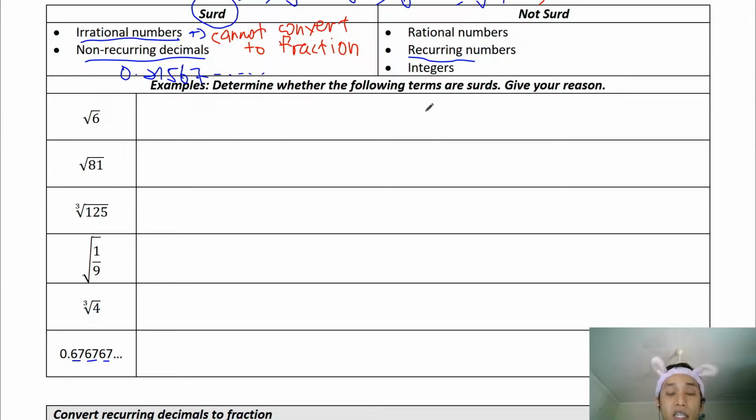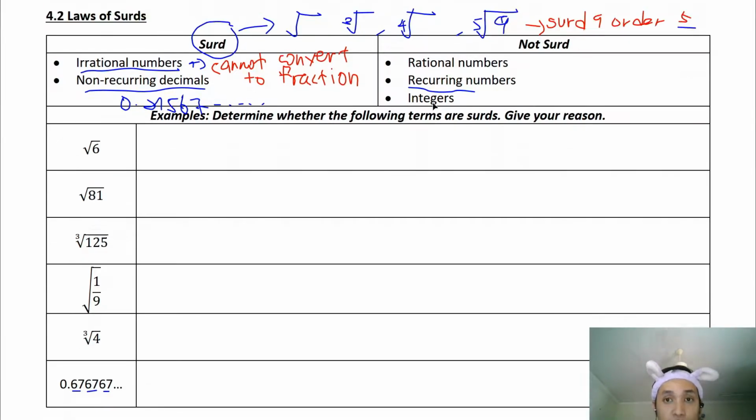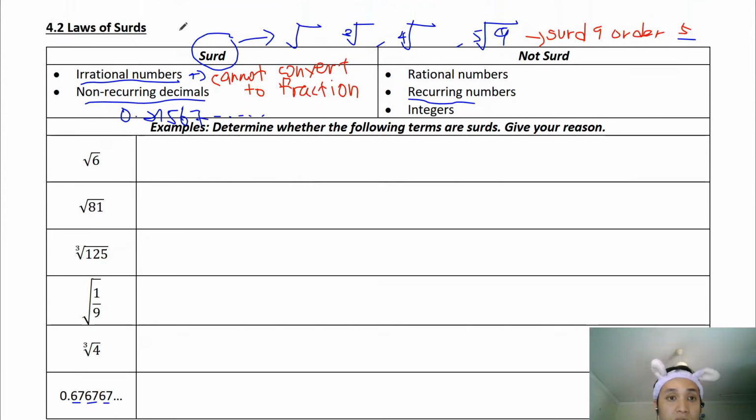And then integers. For example, if you do Surd 4, you will get 2, so this is an integer, and we do not consider it a Surd. So you only consider it a Surd when you get an irrational number that cannot be converted to a fraction, is not a recurring decimal, and is obviously not an integer.